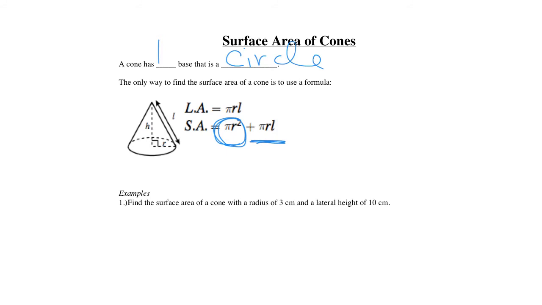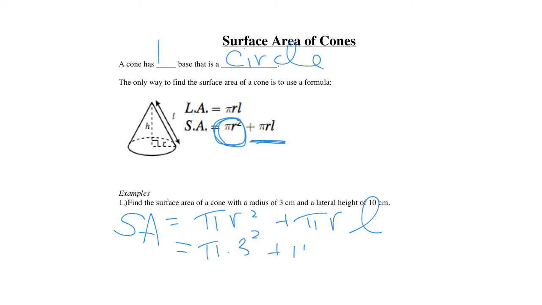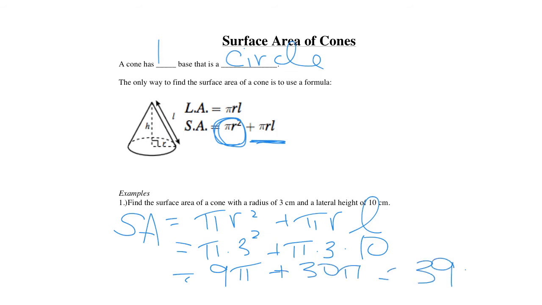All right, so let's just do an example. The first one says to find the surface area of a cone with radius of 3 and a lateral height of 10. Let's write down our formula. Surface area equals pi r squared plus pi r L. Our radius is 3, so pi times 3 squared plus pi times 3 times the lateral height, which is 10. So we get 9 pi plus 30 pi, and that's going to equal 39 pi, in this case centimeters squared. Pretty simple.